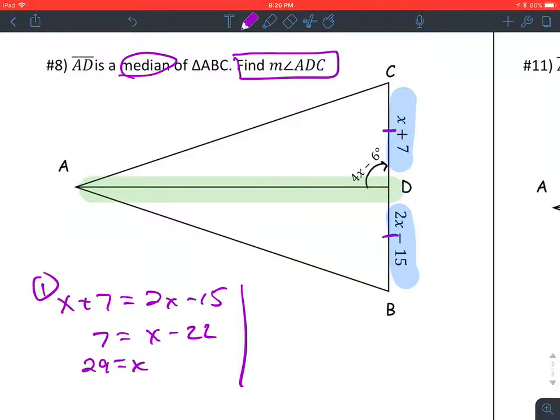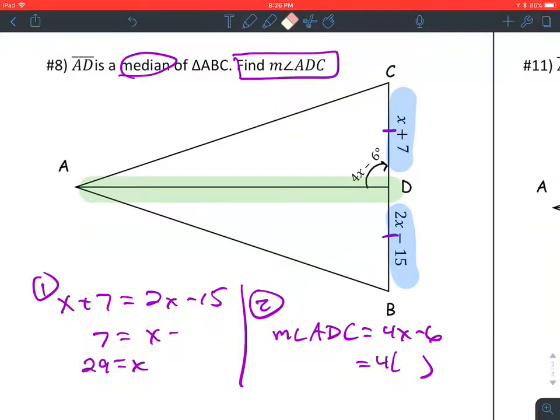And if we focus on what we're trying to figure out, which is the measure of angle ADC, the picture shows us that's 4x minus 6. That's 4 times 29. You know what? I fudged up. My apologies. I don't know where this 22 came from. I think I subtracted 7 from both sides and then didn't write it on the left that I subtracted it. Anyhow, made a mistake here.